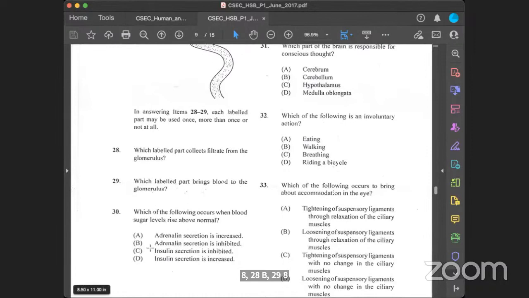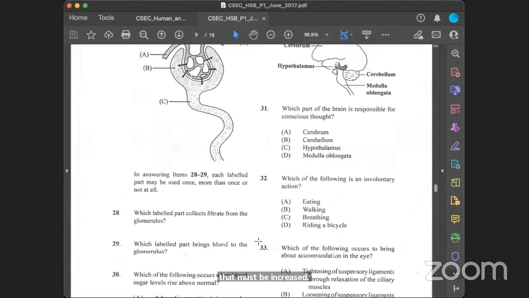The following occurs when blood sugar levels rise above the normal. Insulin secretion is increased. D is correct. But the word inhibited means prevent it from working, so it wouldn't be that. You may see the word "in" and think, oh, that must be increased. No, it's not. The answer is D there.